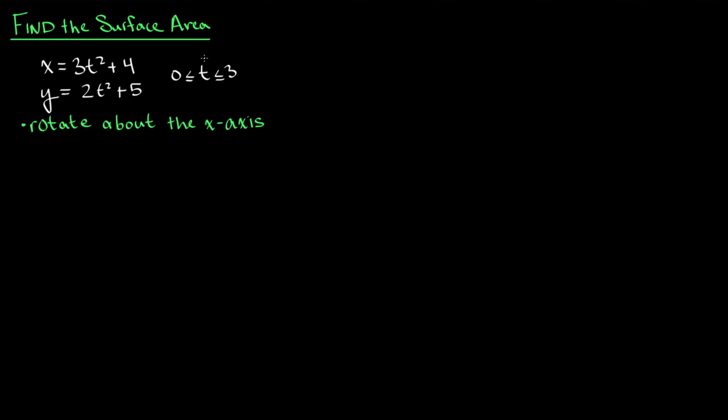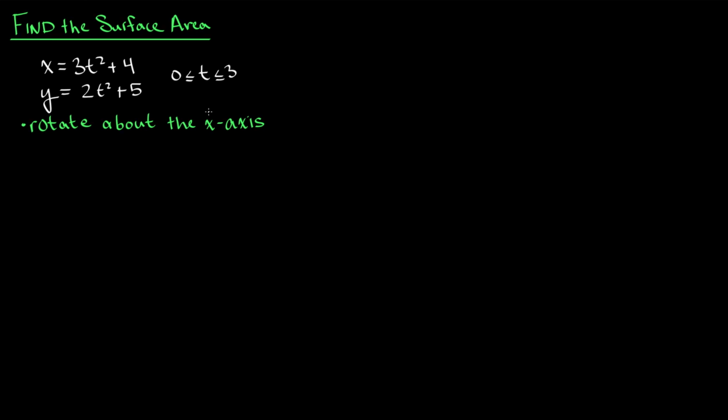Earlier, we were talking about surface area, and recently we've been talking more about parametric equations, and now what we want to do is combine both of them. So I have these parametric equations here that describe a curve, and we're interested in t from 0 to 3, and what we want to do is take that curve and rotate it about the x-axis and find the surface area of that. So using what we've learned with both of those concepts, why don't you pause the video and give that a try on your own?